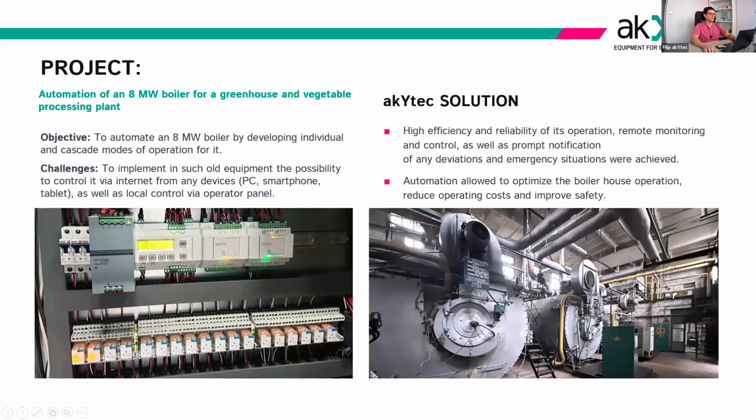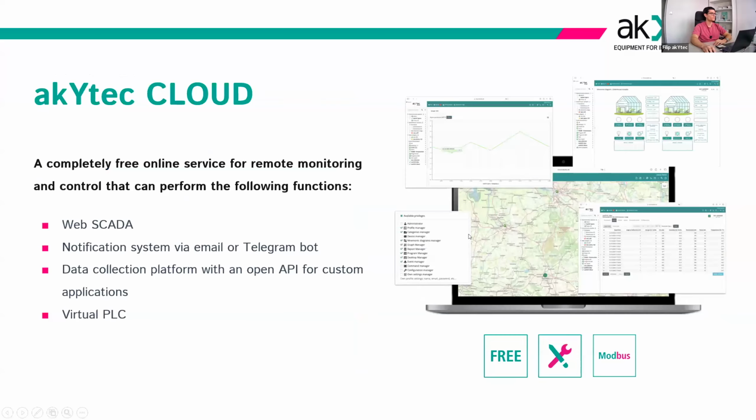And here you can see one of our recent projects on automation of an 8 megawatt boiler for a greenhouse and vegetable processing plant. The goal was to implement both individual and cascade operation modes with remote and local control options. And the main challenge was integrating the new control systems into existing older equipment. Our solution delivered high efficiency and reliability, remote monitoring, and real-time alerts for any deviations. And as a result, the client achieved lower operating costs and improved safety.